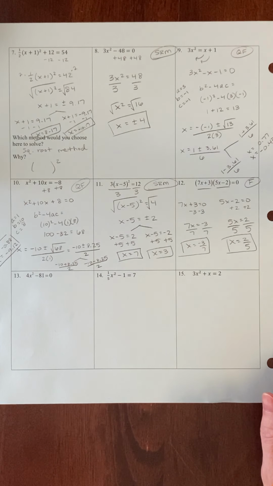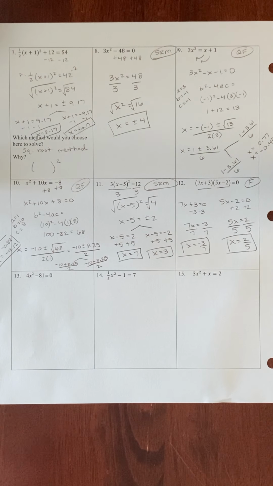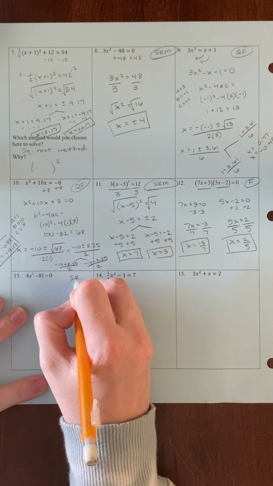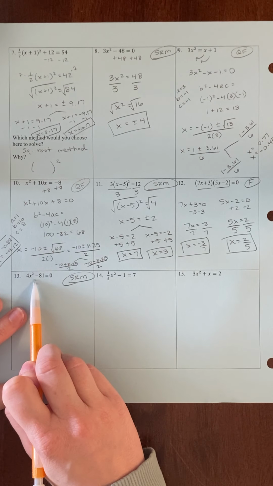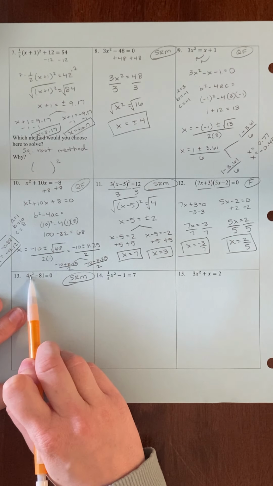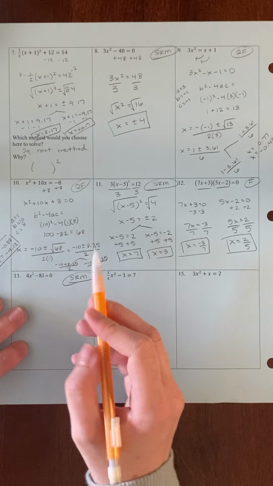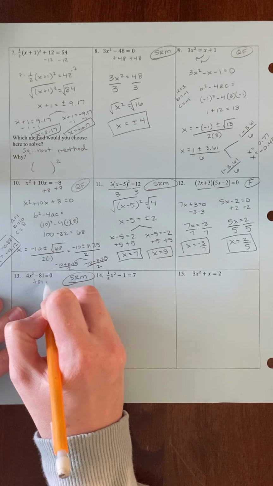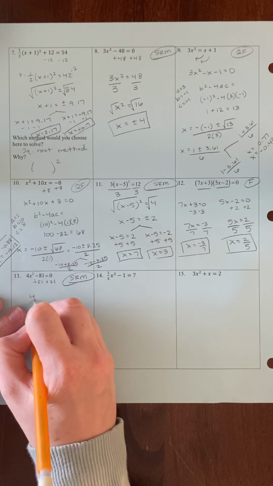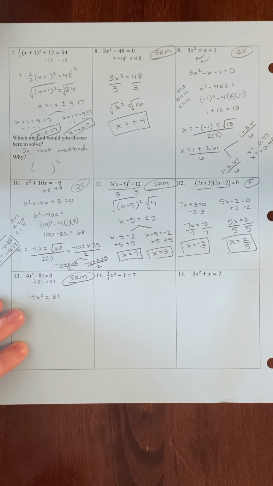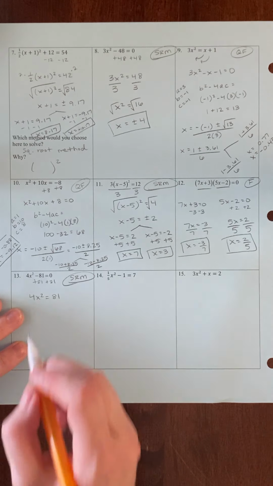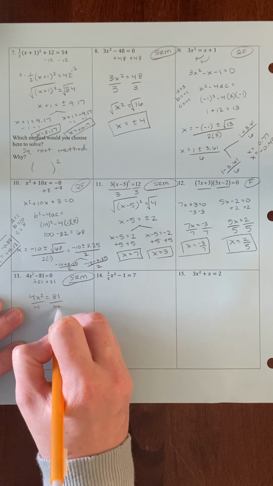Okay, for number 13, it's set equal to 0, so that's a good start. Right off the bat, I notice I'm going to do square root method, and the reason I say that is because it's missing that linear bx middle term here. We have a quadratic and a constant, but we're missing that middle term. You could do factoring method for this one as well. I know that will work out, but I'm going to choose to do square root method instead. So I add 81 to both sides. Then I'm going to divide both sides by 4.